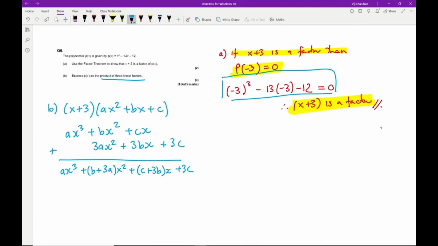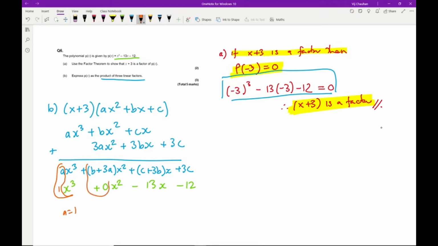And again, from that, what I then want to do is compare it to the original equation. So here I've got x cubed plus 0x squared minus 13x minus 12. So from this, what I then want to do is compare the coefficients. So here I've got that a is going to equal 1.